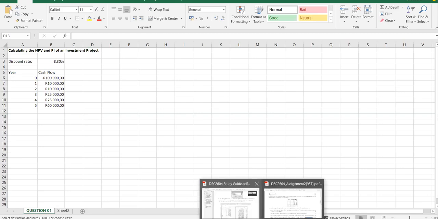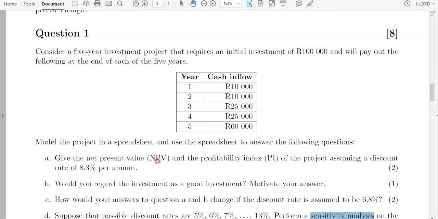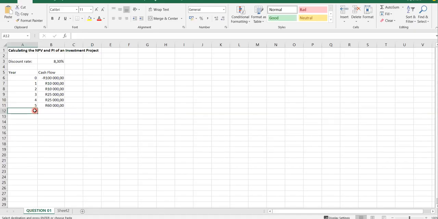Remember the question, you want to calculate net present value and the profitability index. Right. So in this first, in A12, I can write net present value, NPV. So I'm going to calculate my NPV here. And then on A13, I'm going to put my profitability index, that is PI. So how do you calculate net present value? Does anyone still remember? How do you calculate net present value?